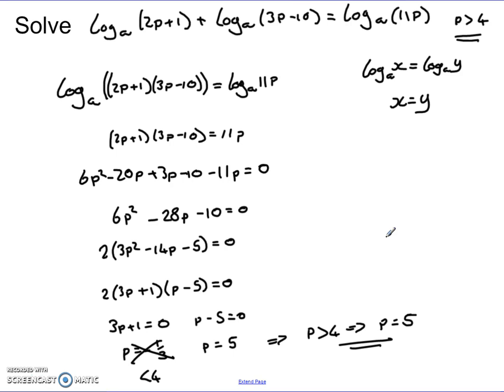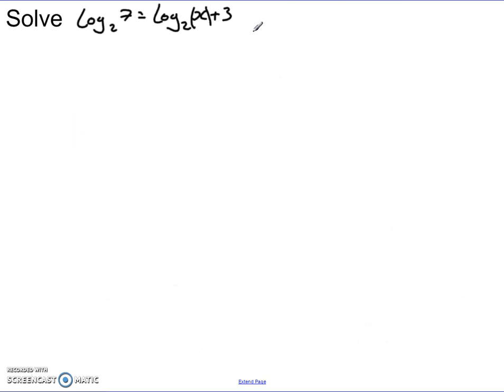Everything so far that we've come into contact with has been able to be dealt with using rules of logarithms. But what happens if we up the ante and start introducing constants? So let's look at something like this. I've got log to the base 2 of 7 equals log to the base 2 of x plus 3. And the condition I'm going to put in this one is that x is bigger than 0.